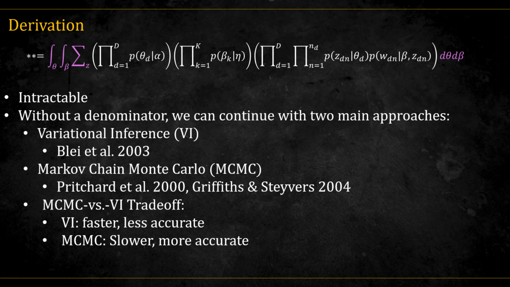We can instead continue in two ways, which are the standard ways to move forward when we have intractable posteriors. Either using variational inference, which is the approach taken by Blei and associates, or using MCMC, which is the approach taken by Pritchard and associates, and by Griffiths and Steyvers. The main trade-off between the two is that VI is faster but often less accurate, and MCMC is slower but often more accurate. I have courses on both of these methods on my channel if you wish to go more in depth into them, but I will explain the necessary things in the upcoming videos.